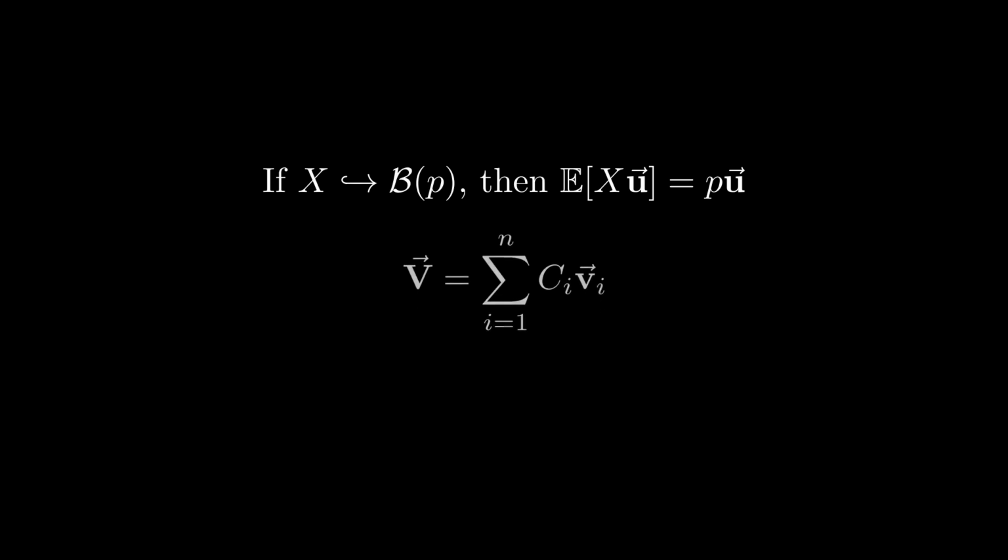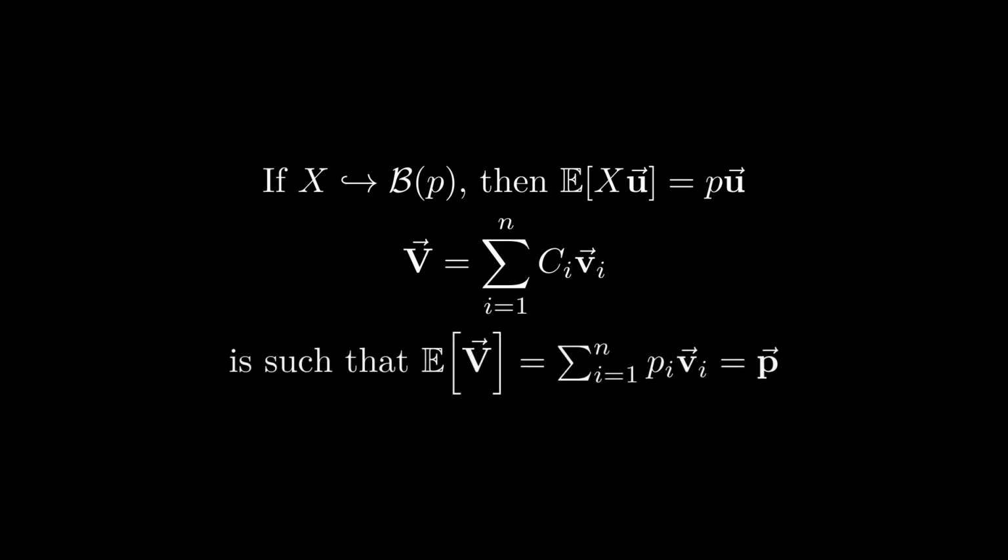Let's review. Multiplying a vector by a Bernoulli variable makes its expected value some multiple of that vector, determined by the parameter. By multiplying each of the basis vectors by Bernoulli variables and adding the results, we get a random variable, the expected value of which is the point inside the parallelotope.